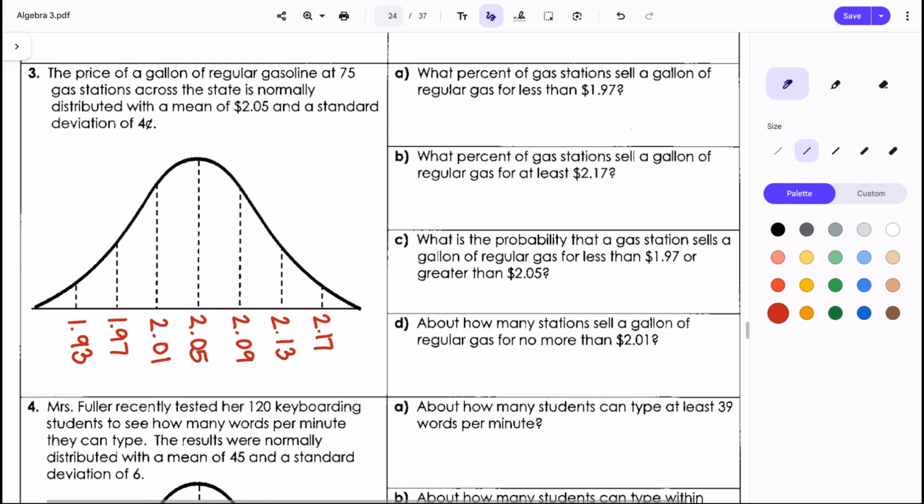Okay. Now the percentages on the inside are the same, so I'm just going to copy those down. 34.1 goes in the middle two. Then your 13.6, 2.2, and 0.1.